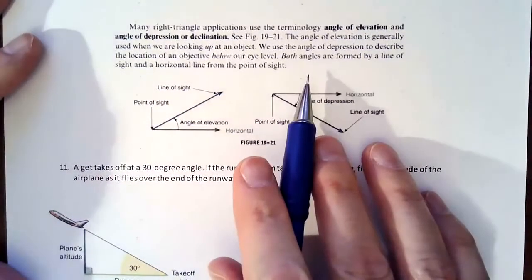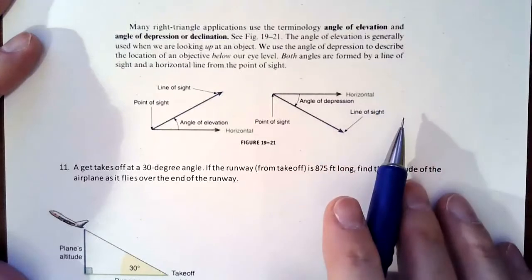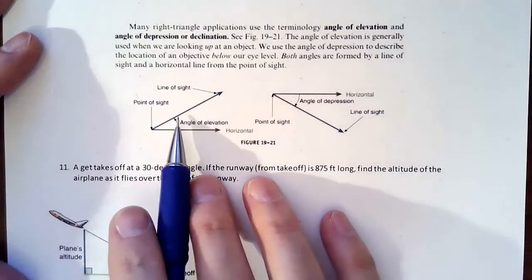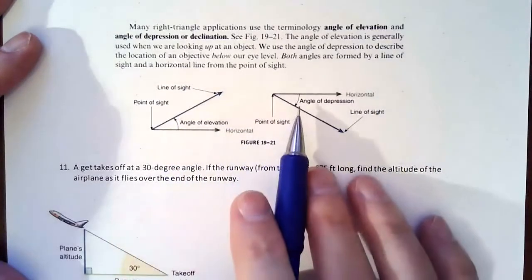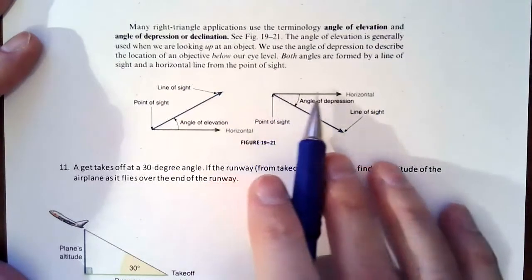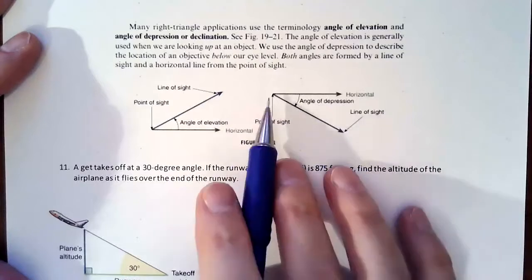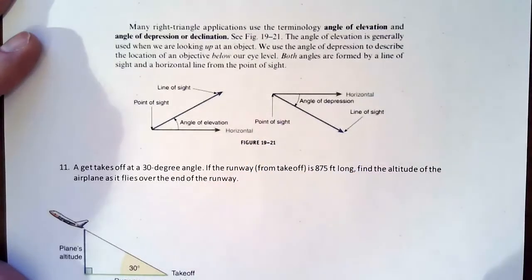So if you were to look just straight ahead, would your eyes go up or would your eyes go down to get to your object? If they go up, you're looking at an angle of elevation. If they go down, you're looking at an angle of depression. So you start off with your normal line of sight, then you have to look down for your new line of sight to look at whatever your object is.